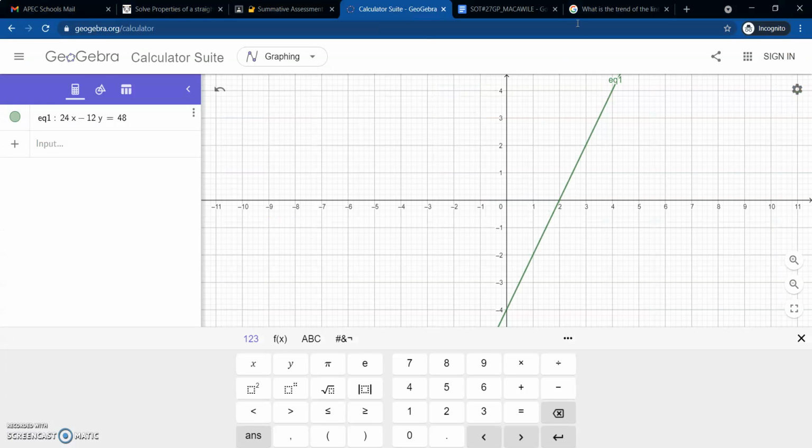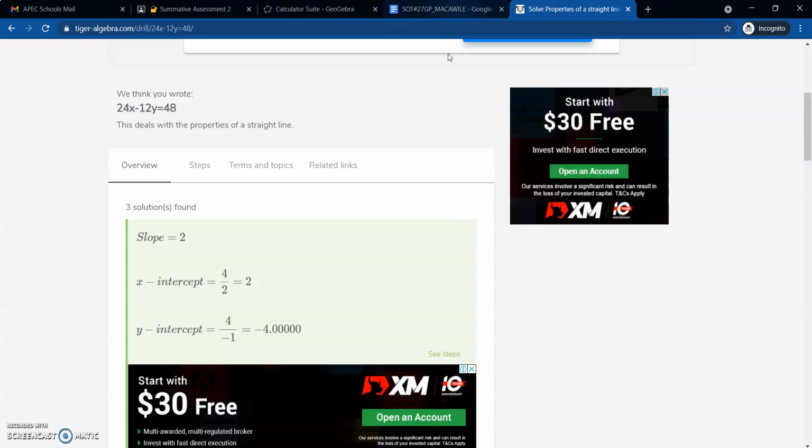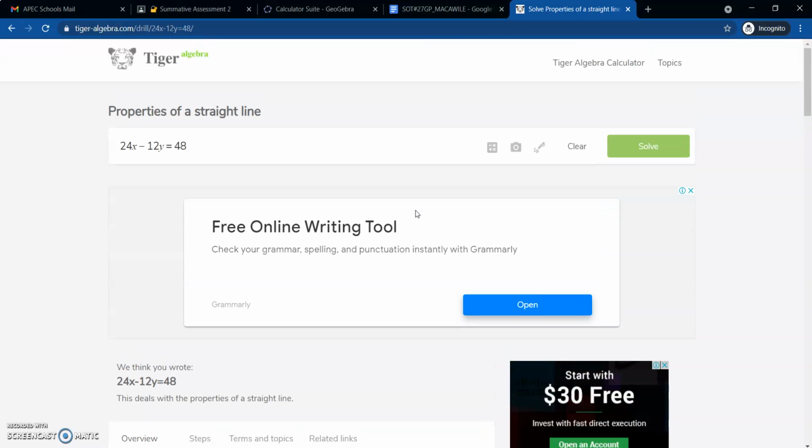So here it is. This is the line, the intercept form, and as you can see, I have the equation here. The first step you need to do is look at this line and what's going on here, and it's going to be rising to the right. How do we get that? The first thing is to solve the properties of a straight line.